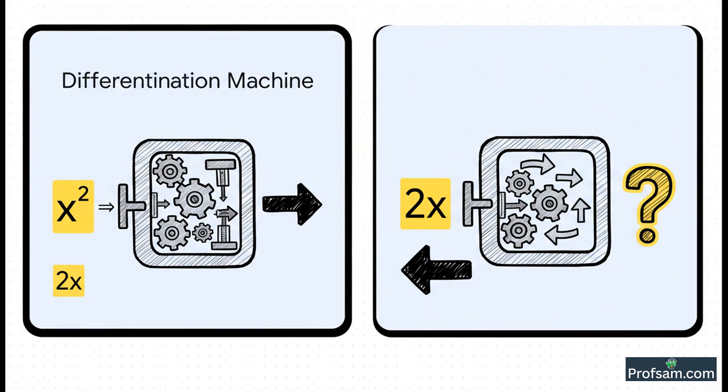If the function is x squared, you know its derivative is 2x. But what if we flip the script? What if we start with 2x and I ask you, hey, where did this come from? What was the original function? Answering that reverse question, well, that is the entire heart of integral calculus.